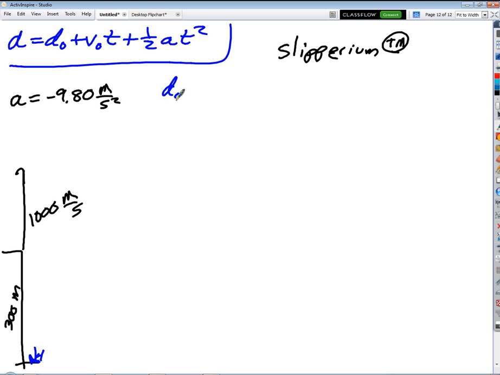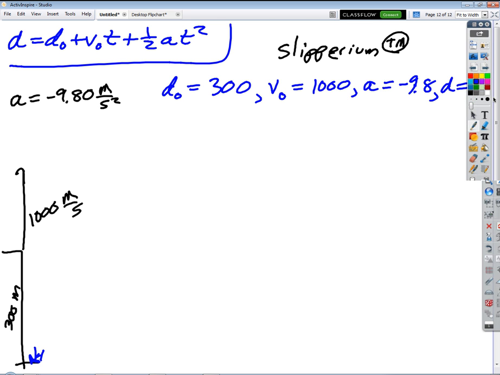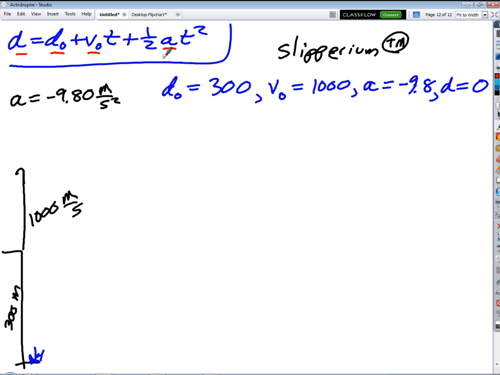We know that initial position is 300. We know that initial velocity is 1,000. And we know acceleration is negative 9.8. Good. And we also know that final position is 0. Okay, that's good. Everything is accounted for up here except t. What do you notice about t in that equation?